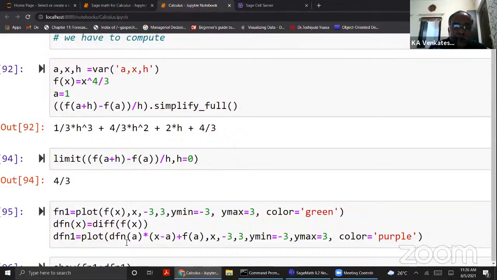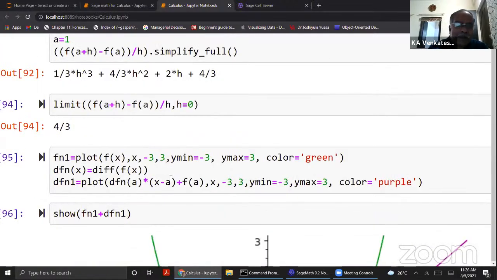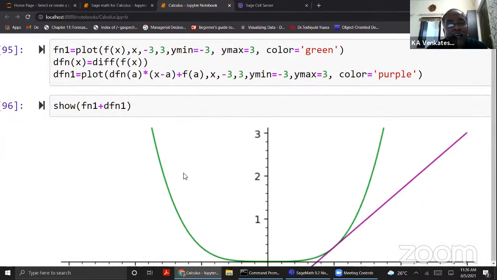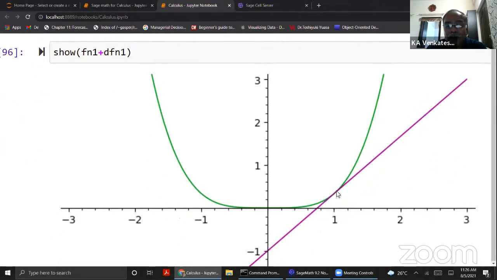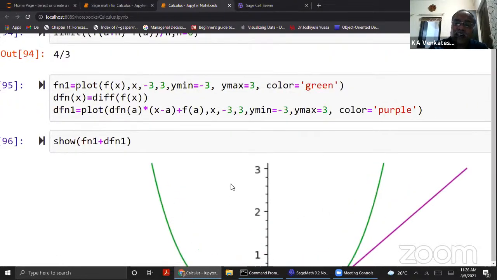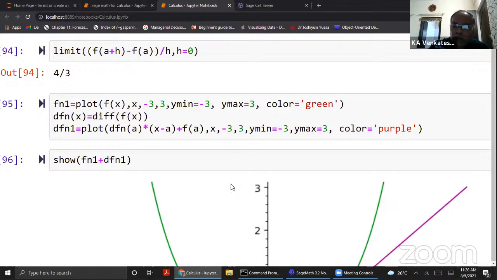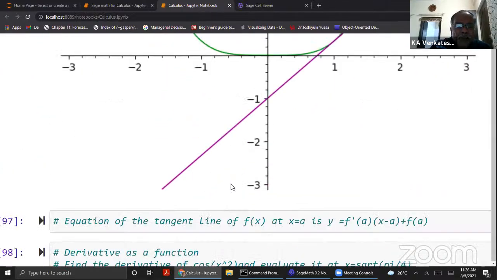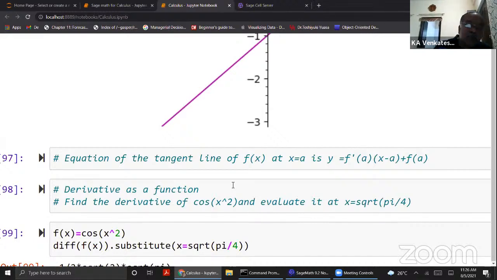So this is known to you. What is that? f'(a)(x - a) + f(a) is the equation of the tangent line. So use that property that we know, then draw both in the same axis. So you'll get, at x equal to 1, it passes through as a tangent. This can be explained whichever way you want. So now, this is what I said: the equation of the tangent line to f(x) at x = a is given by f'(a)(x - a) + f(a).